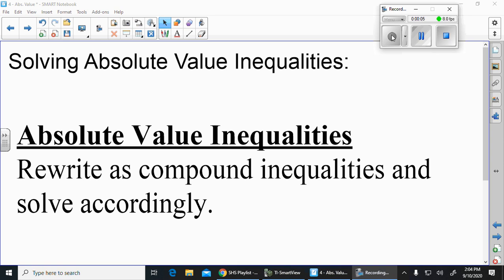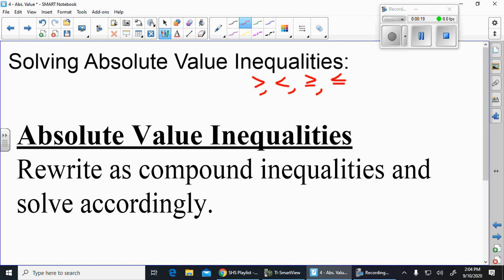Today we're going to do some work with absolute value inequalities. So what that again means, I have greater than, less than, greater than or equal, less than or equal. So just like equations, we found out, well, you're really getting two answers. Well, two with inequalities means it's not a simple inequality, it's a compound inequality where I'm either going to have a between, which is an and, or an or.